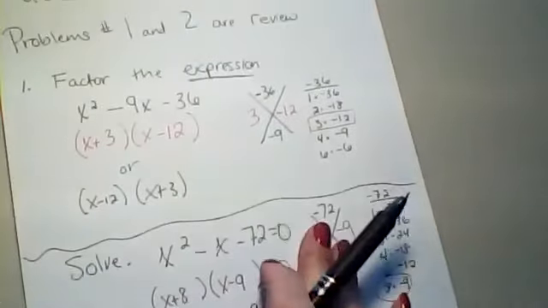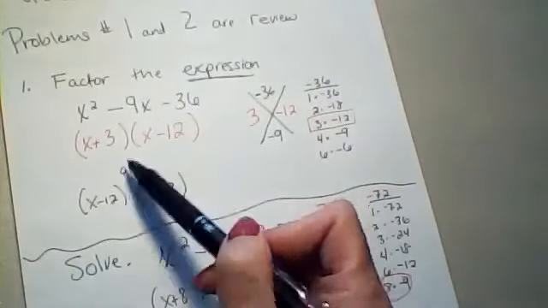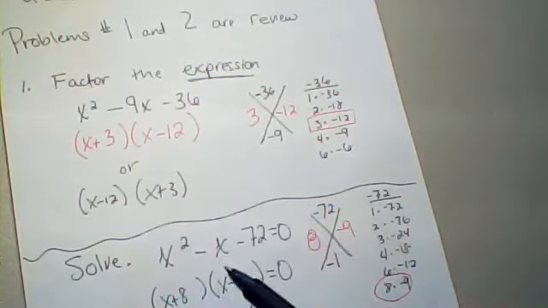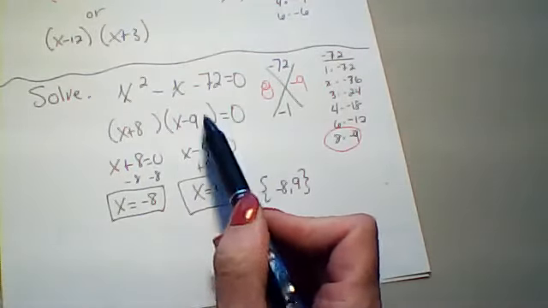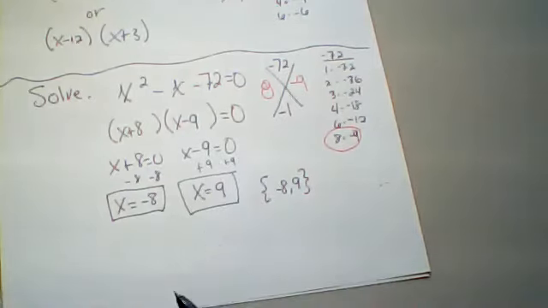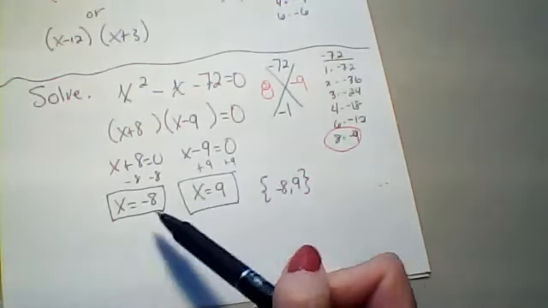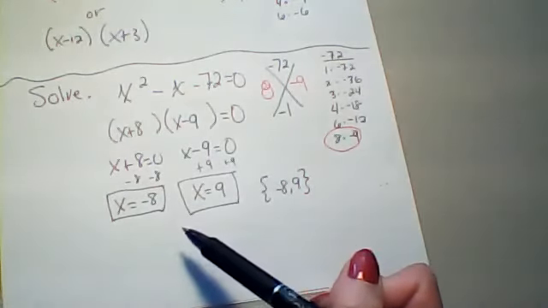Make sure you remember that for expressions, you just find the factors and you get to stop. When it's an equation, you find your factors, but they're equal to 0, so you use your zero product property to find out what each of those variables could actually equal.